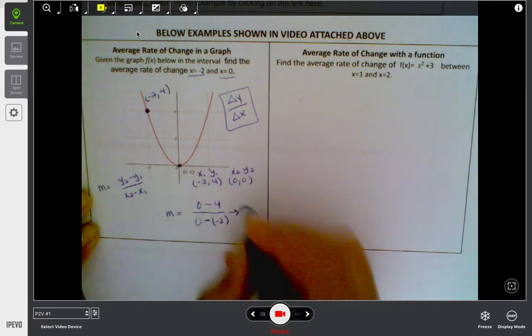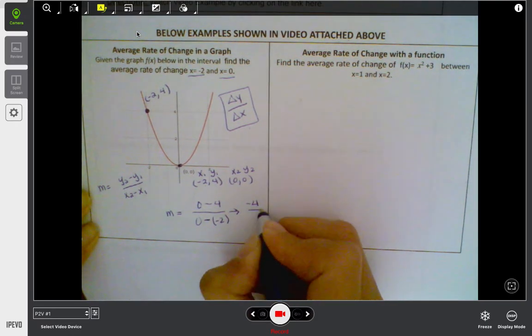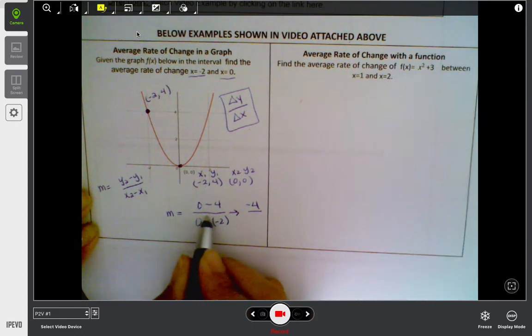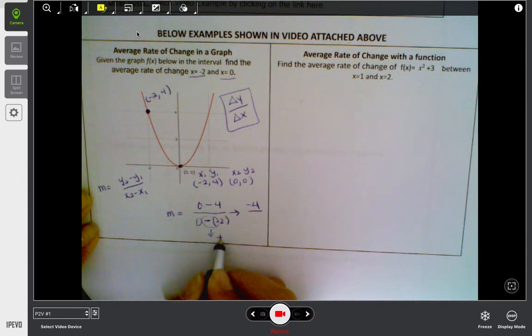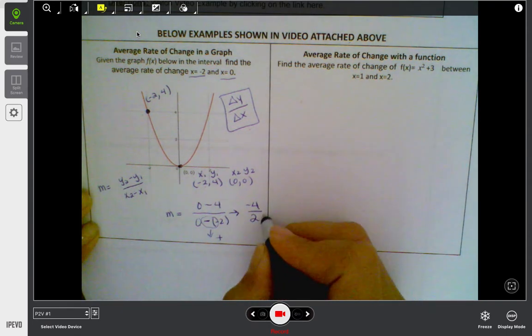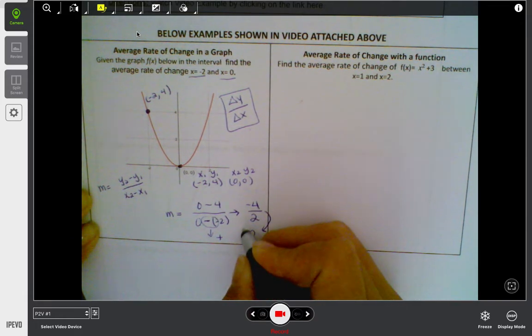0 minus 4 is going to be -4 all over 0 minus -2. If y'all remember, minus becomes a positive, so that's going to be 0 plus 2. So we have negative 4 divided by 2. Let's simplify that. Our answer for this first one, because I'm running out of space, is going to be negative 2 as my average rate of change.